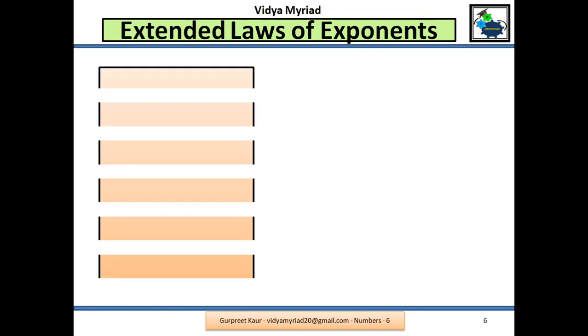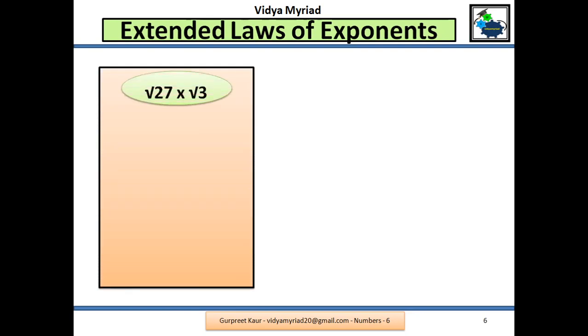Okay. Let us do a different question now. I have root 27 multiplied by root 3. Now the first step over here is I will remove the roots and I will write it in the form of a power. So this can be written as 27 raised to power 1 by 2 multiplied by 3 raised to power 1 by 2.